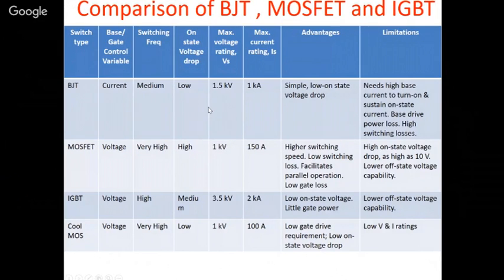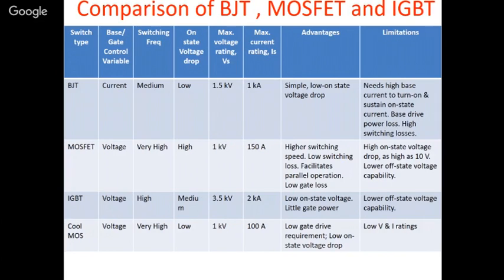But still, these power electronic devices, BJT, MOSFET and IGBT, also play a very important role in drives and other applications. BJT is a current control device and it has medium switching frequency. That is one of the disadvantages of BJT. The on-state voltage drop is low, which is a very good property of BJT, and is not there in MOSFET. Now the new device is the CoolMOS, which has all the advantages of the other three devices. Only one disadvantage of the CoolMOS is its low voltage and current rating.